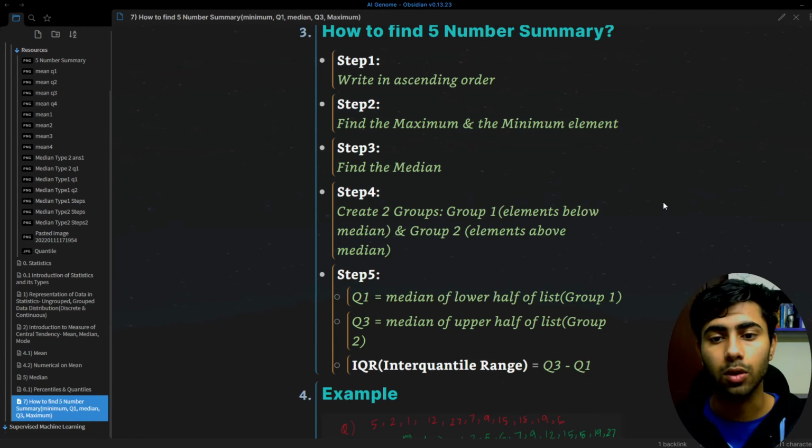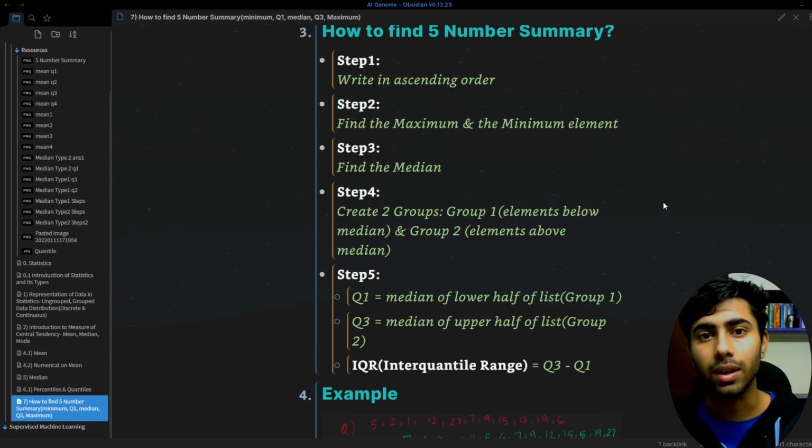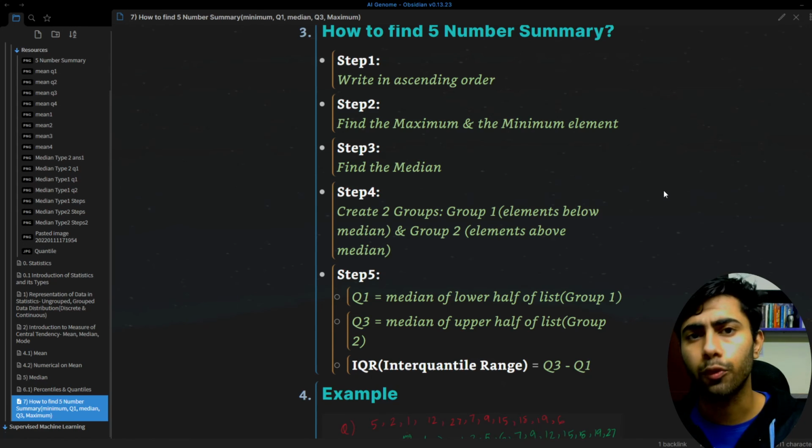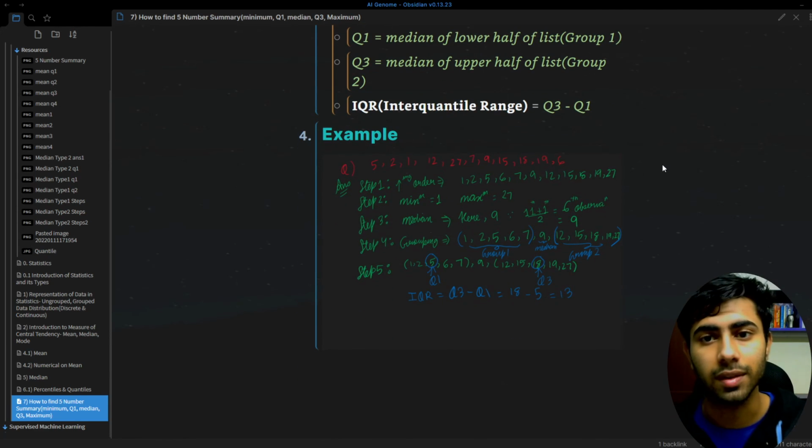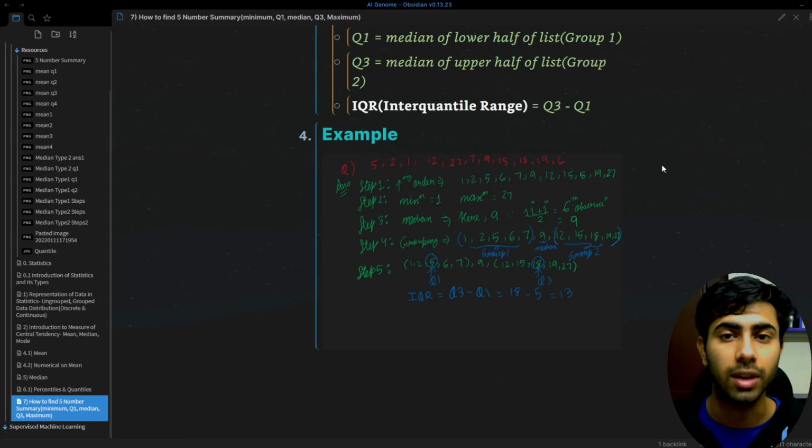Then you have to find your quartile 1 and your quartile 3. Quartile 1, which is your 25th percentile, is going to be the median of your lower subgroup, and Q3, which is going to be your 75th percentile, is going to be the median of your upper subgroup. Then you have to calculate your interquartile range, which is basically your Q3 minus Q1, or your 75th percentile minus your 25th percentile.